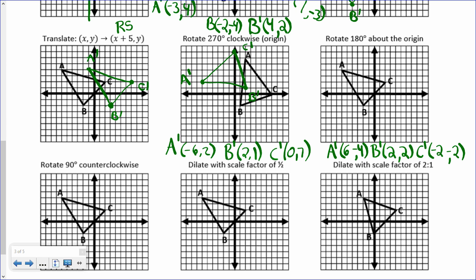Did everybody get these points for the prime? So go ahead and graph those. You should notice that they do share points. That's okay. Remember, they can overlap. They could share points, or they could not be touching at all. It really just depends. And that's your rotation.